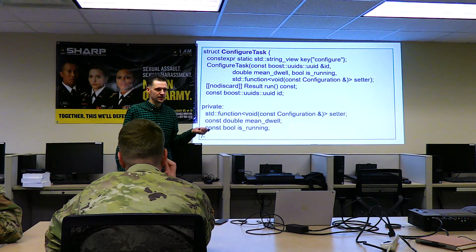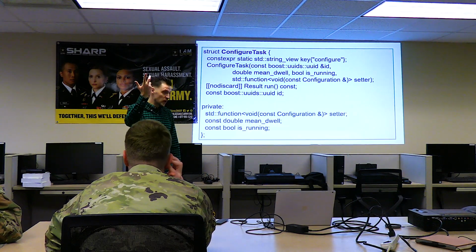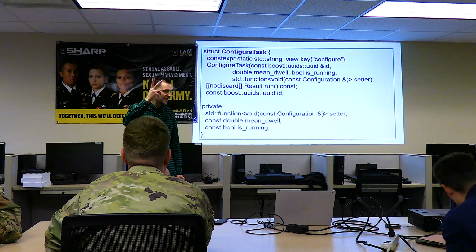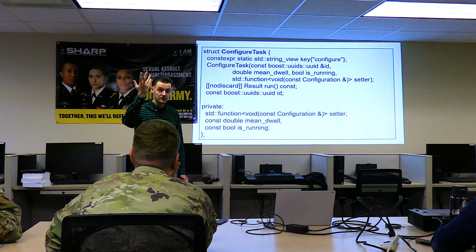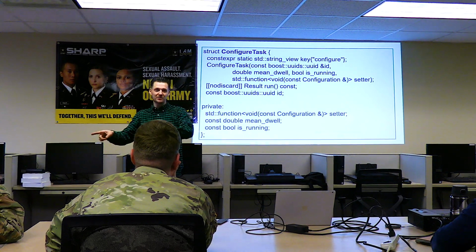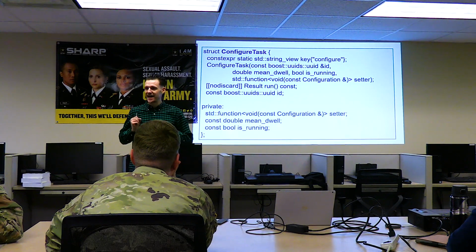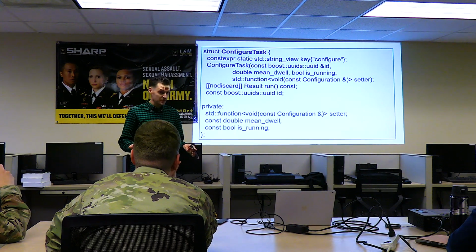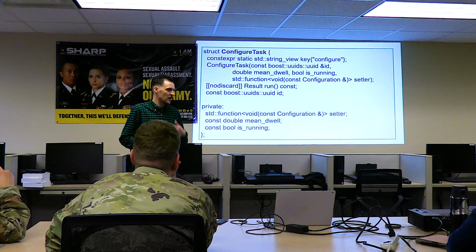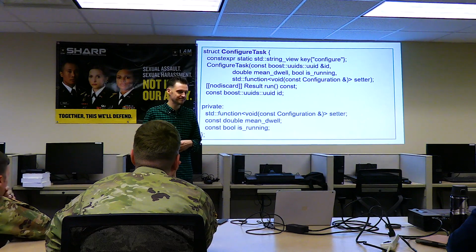So in our really simple implant, there are essentially two settings, right? One is the dwell time, how long to wait in between beacons, and the other is whether it's running or not. So this task needs some way of changing the implant. A lot of ways to skin this cat. One way is to pass it a lambda that says, all I need you to do when it's time for you to configure is invoke this lambda with a configuration object, and I'll take care of changing the implant.